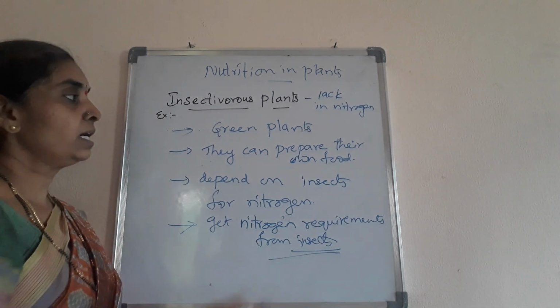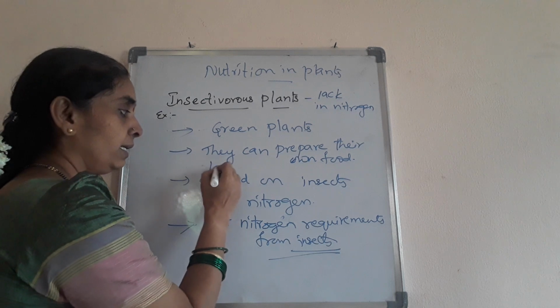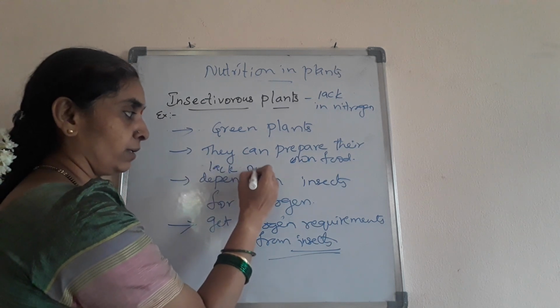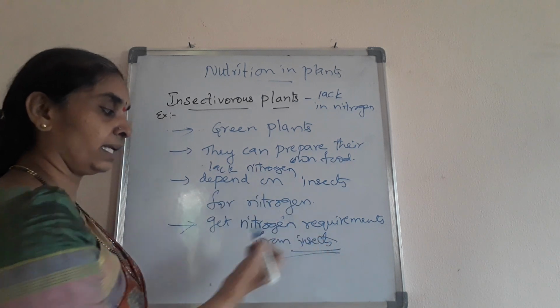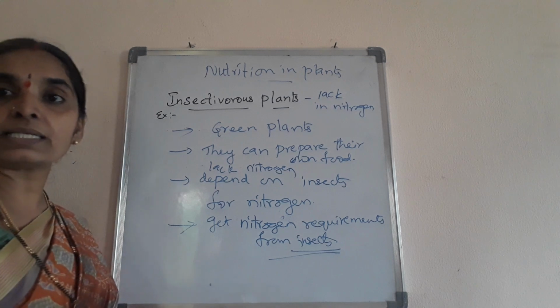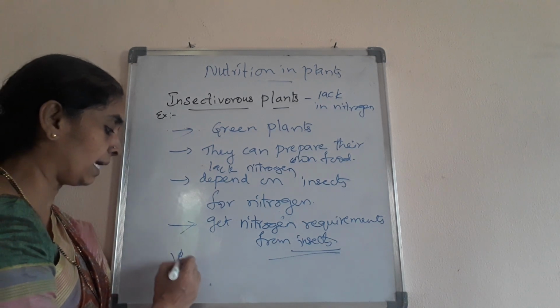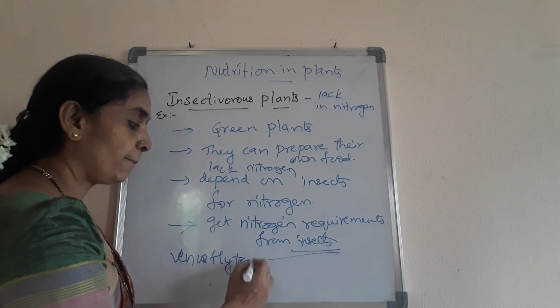Is it clear, children? Though they are green plants, they can prepare their food, but they lack nitrogen. So they depend on insects for nitrogen and get their nitrogen requirements from insects. So this is about the insectivorous plants, and examples I told you: Venus flytrap, mainly you can write down pitcher plant.